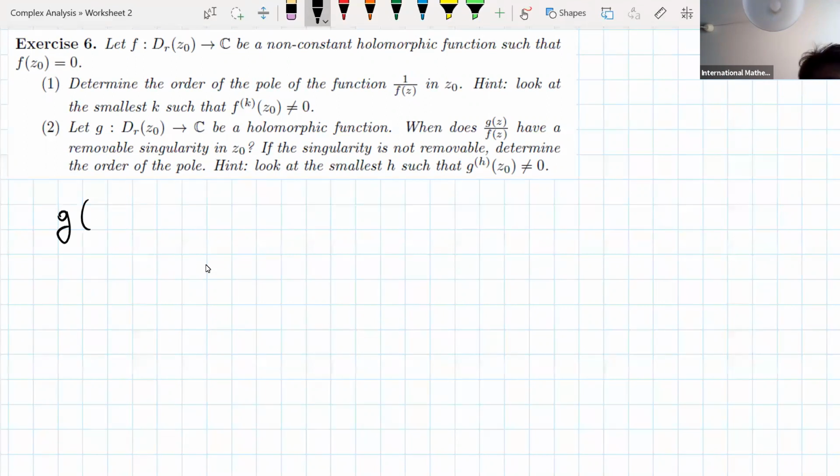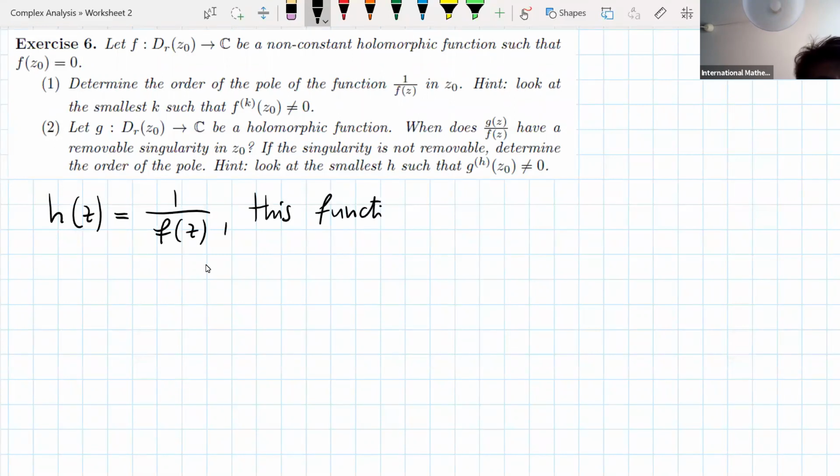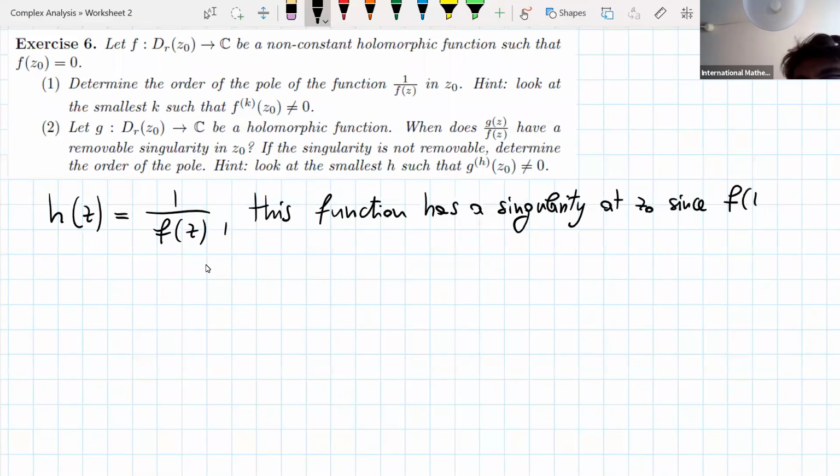Let's call this h of z, equal to 1 over f of z. So this function has a singularity at z0, since f of z0 is equal to 0.